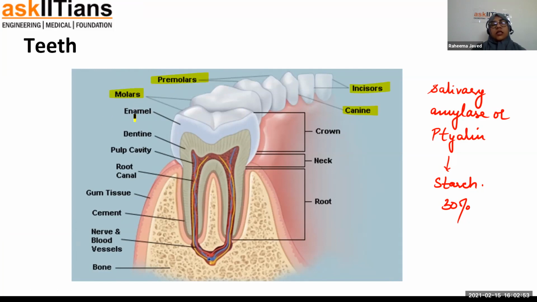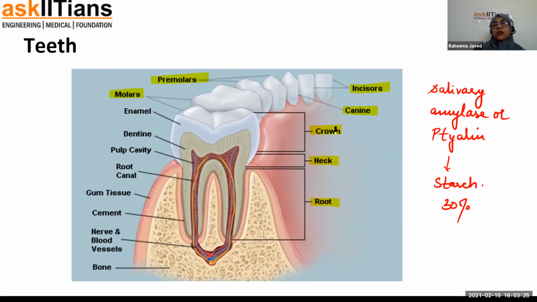And in the structure of the teeth, if you look at a tooth, you will find a completely exposed part, the white colored part. It is known as the crown. The part which is attached to the gum is known as the neck, and the part that is embedded inside the gum and the jawbone is known as the root.